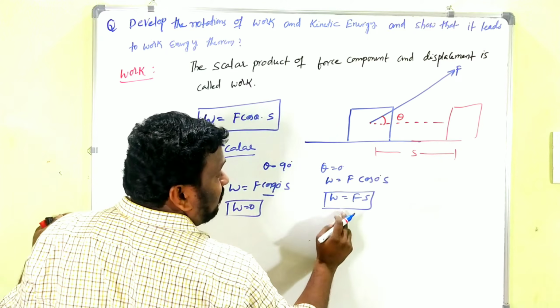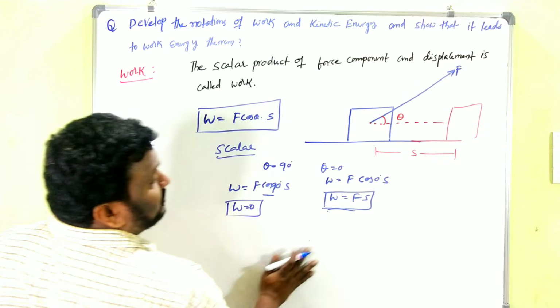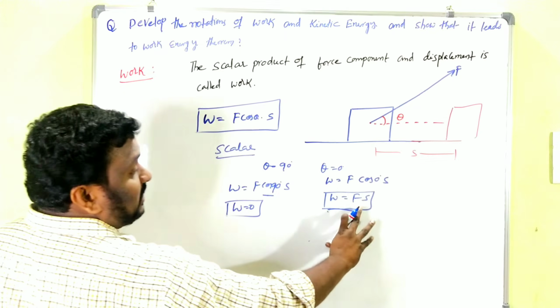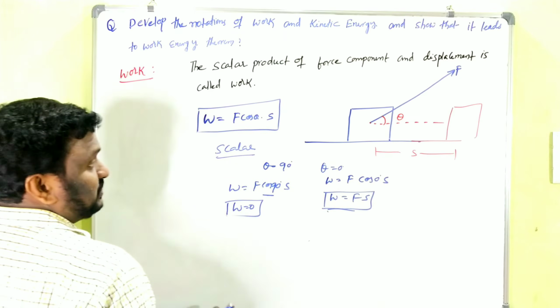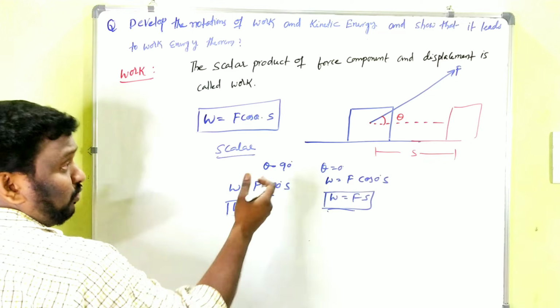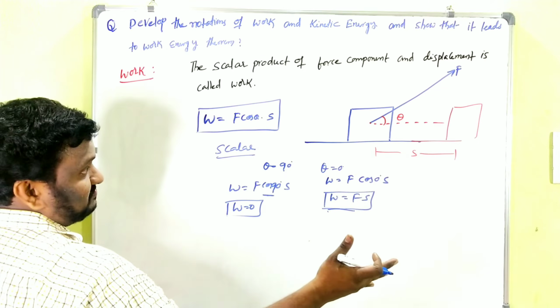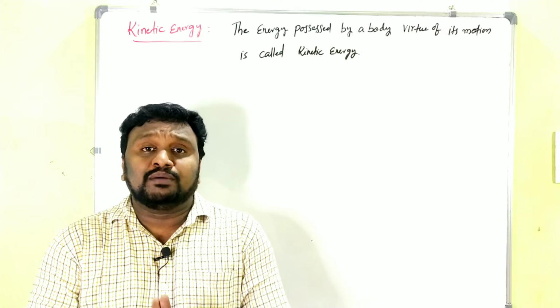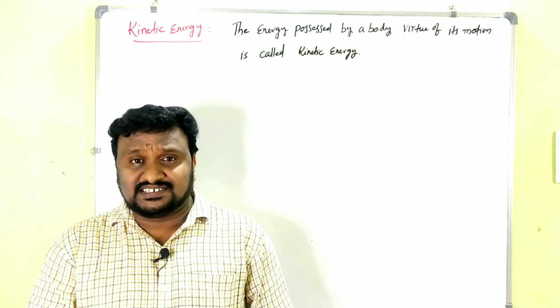This is the general formula. Mostly we use W is equal to F into S. This is the work done when theta is equal to 0. So this is simply about work, children. Clear? Next we have to know what kinetic energy is. Let's go for that.